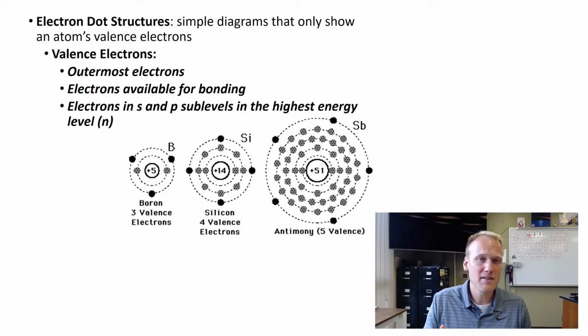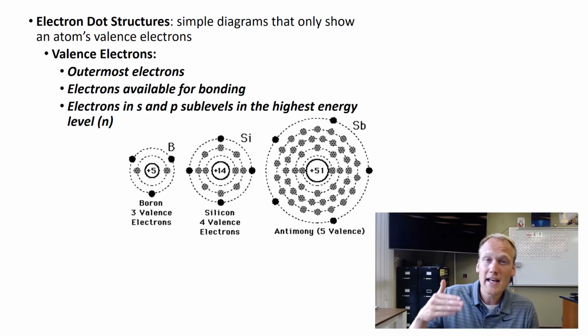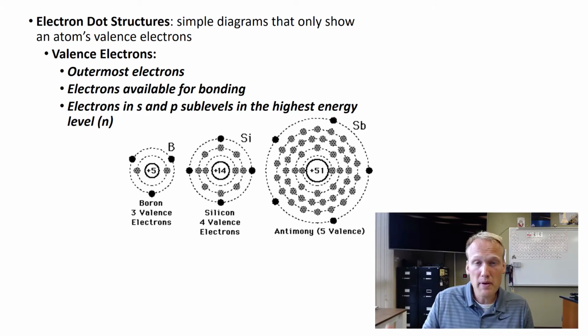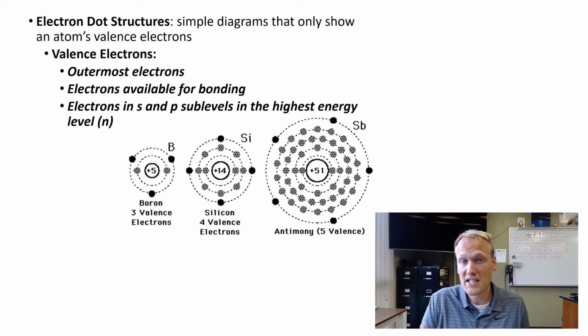Now you know that because you know that everything in the first column ends with s1: 1s1, 2s1, 3s1, 4s1, and so on. You know that everything in the fifth main group column, the nitrogen family, ends in p3: 2p3, 3p3, 4p3, all the way down. So everything within the column on the periodic table has the same number of valence electrons, and it'll also have similar physical and chemical properties because of this.